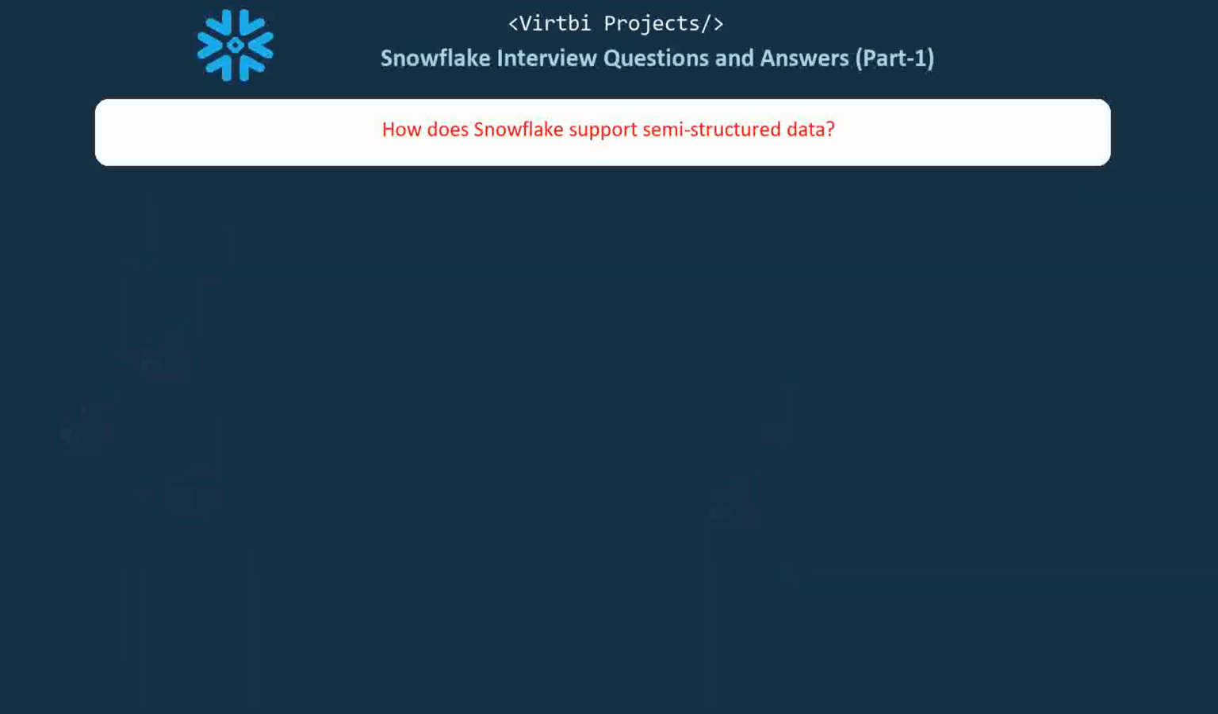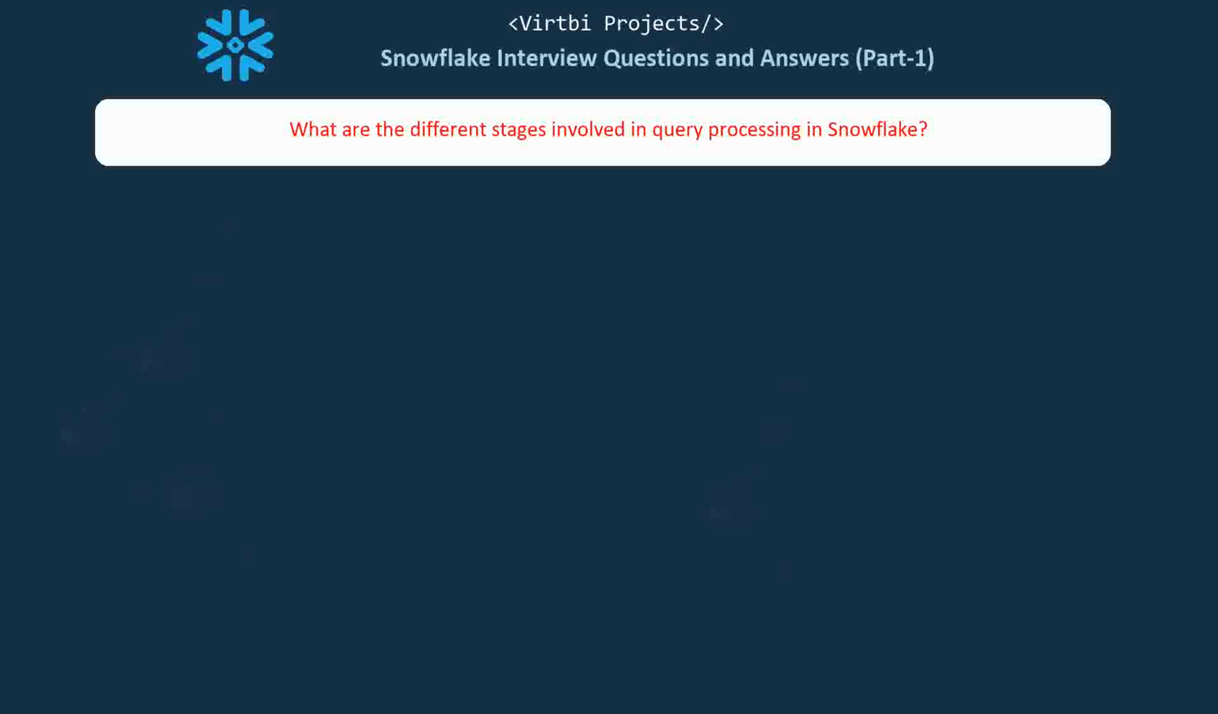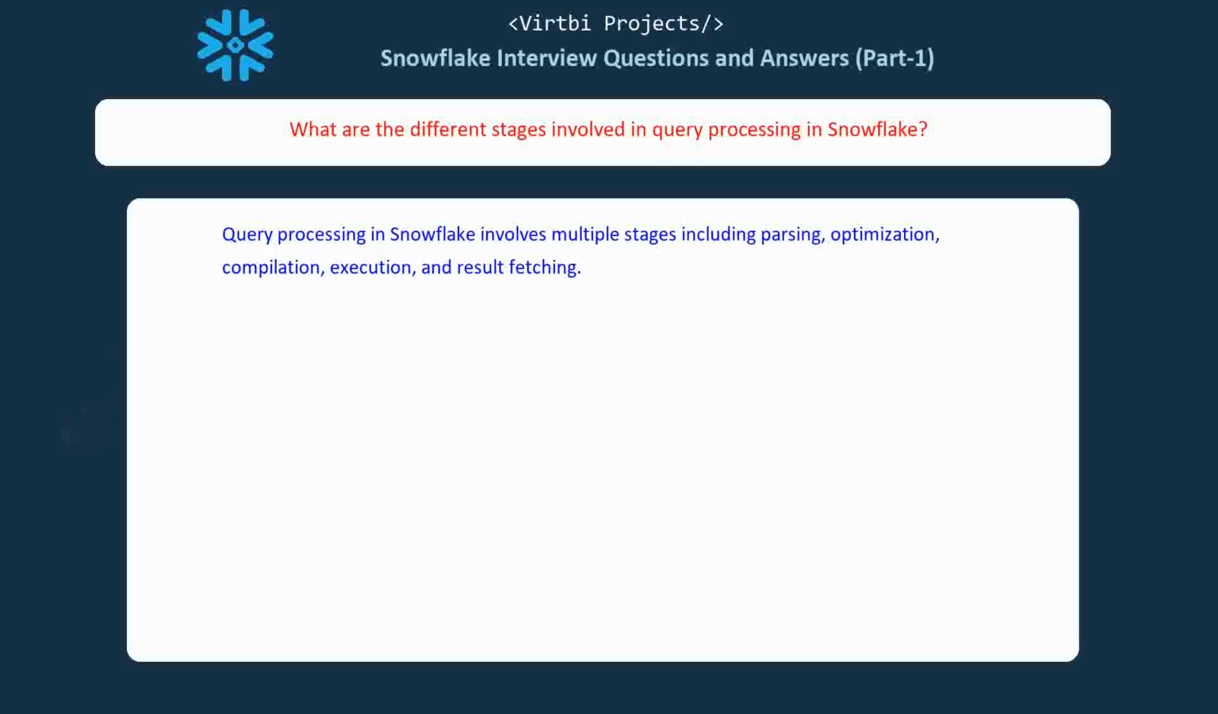How does Snowflake support semi-structured data? Snowflake natively supports semi-structured data formats such as JSON, Avro, and Parquet, allowing users to store, query, and analyze these data types without the need for pre-processing or schema changes. What are the different stages involved in query processing in Snowflake? Query processing in Snowflake involves multiple stages including parsing, optimization, compilation, execution, and result fetching.